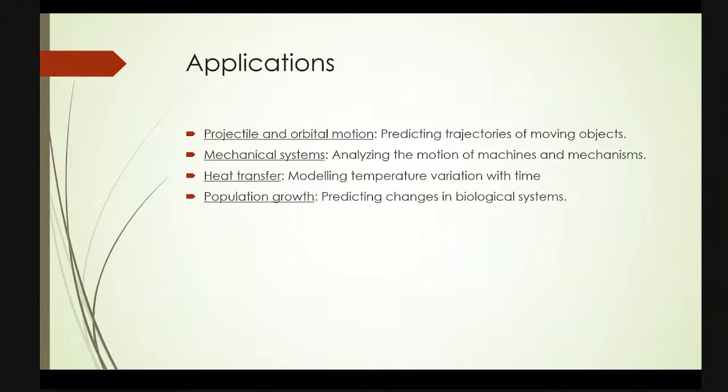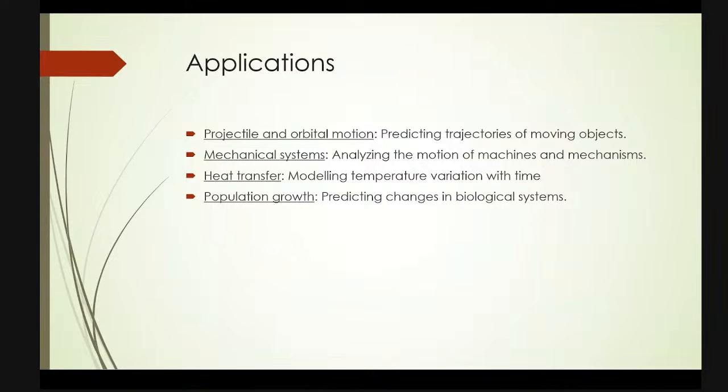Similarly, this can also be used to predict the trajectories of moving parts of machines like the slider crank, 4-bar mechanism, and so on. Not just that, these are also used in various fields such as heat transfer and fluid mechanics. And these can also be used to analyze the growth of biological systems like Satvik has mentioned earlier. If we have the equation for the variation of population with time, that can be used to analyze the number of species at a particular instant of time.